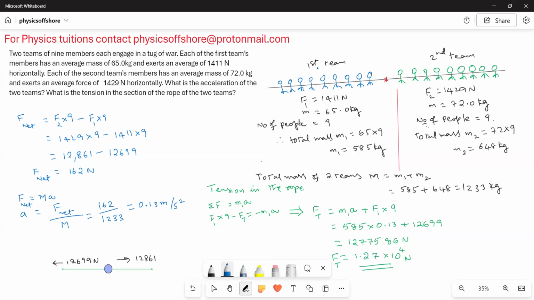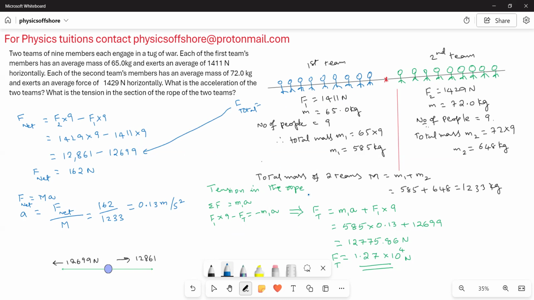I will call this the first team, this the second team. The average mass of each member in the first team is 65 kilograms, and there are 9 members, therefore the total mass is 585 kilograms. Similarly, the average force is 1,411 newtons. If I multiply by 9, it will be 12,699 newtons. So the total force F total is equal to 12,699.